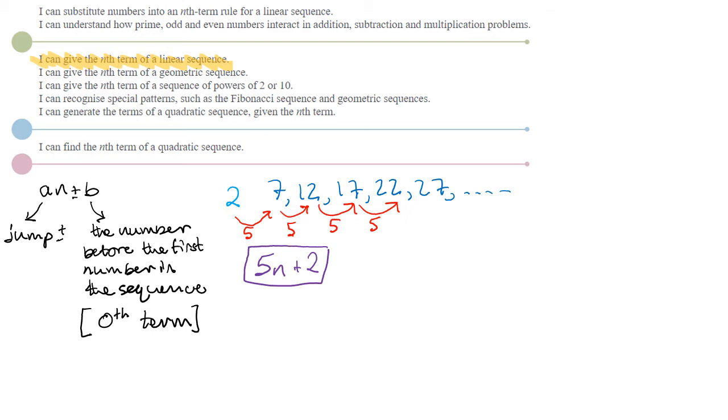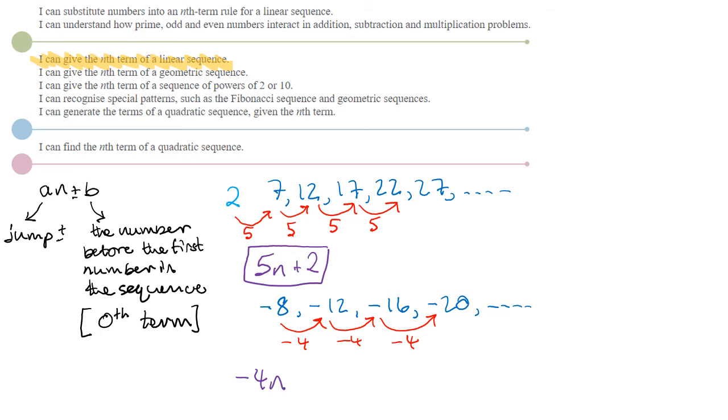Okay, here's a different sequence. Let's work this out. So let's have negative 8, negative 12, negative 16, negative 20, and so on. So what's the jump this time? Well, can you see this one's going down by 4? Negative 4, negative 4, negative 4. So we start by writing negative 4n, because the jump is going down.